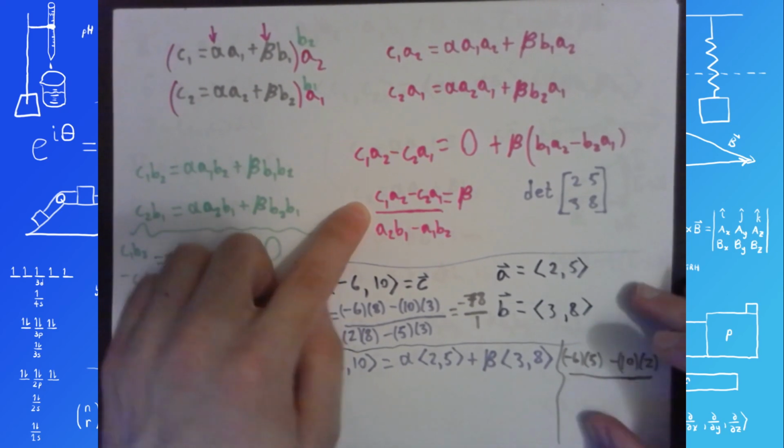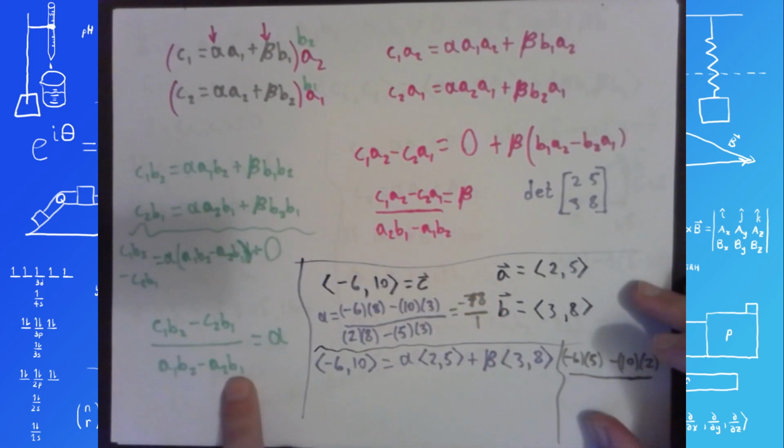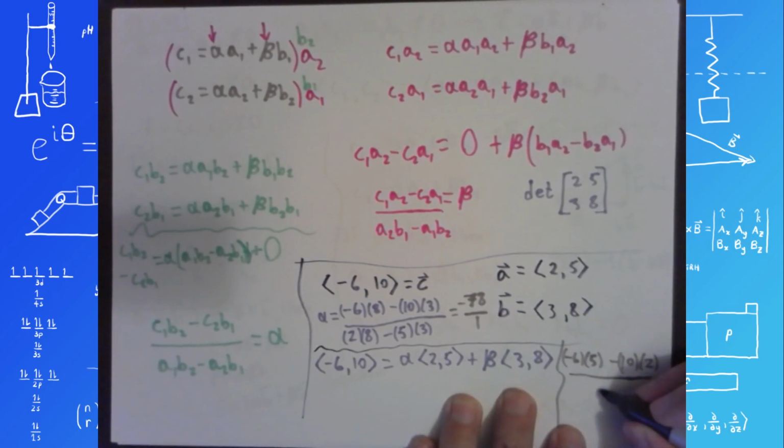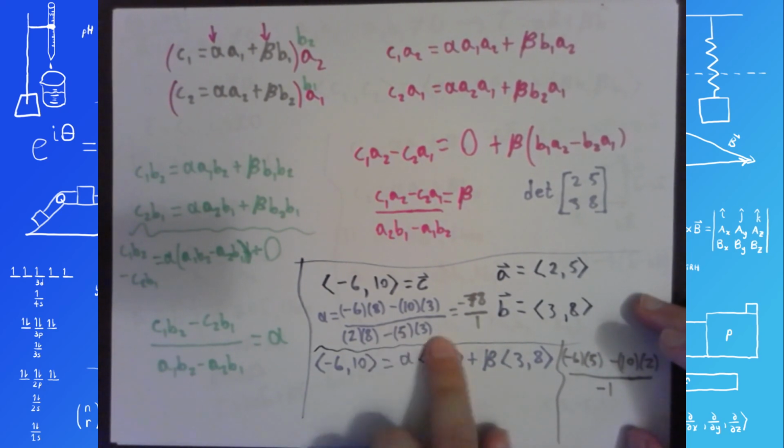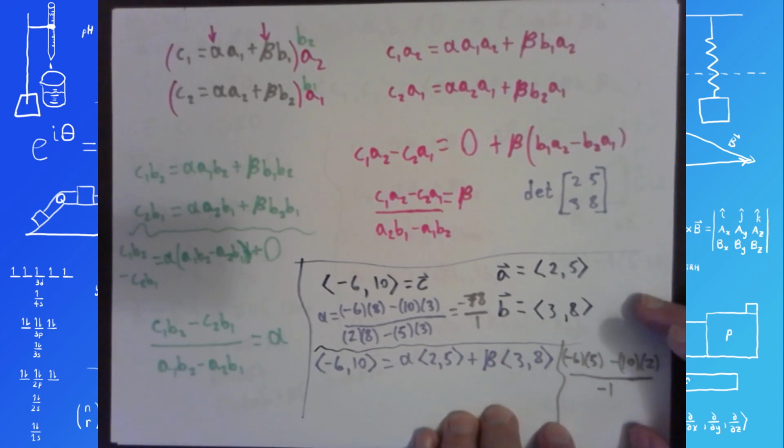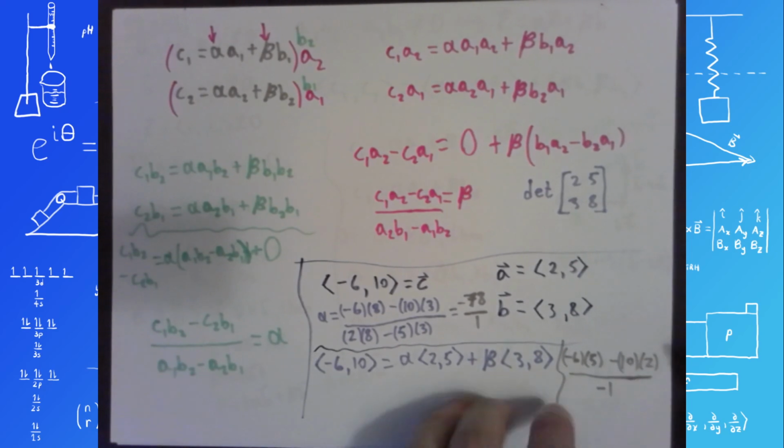All over A2B1 minus A1B2. That is A1B2 minus A2B1 in reverse, so that's just going to be negative 1. It's going to be 5 times 3 minus 2 times 8 instead of the opposite, so yeah, 15 minus 16 instead of 16 minus 15. If you reverse the order of subtraction, then you just get the negative of what you got before.